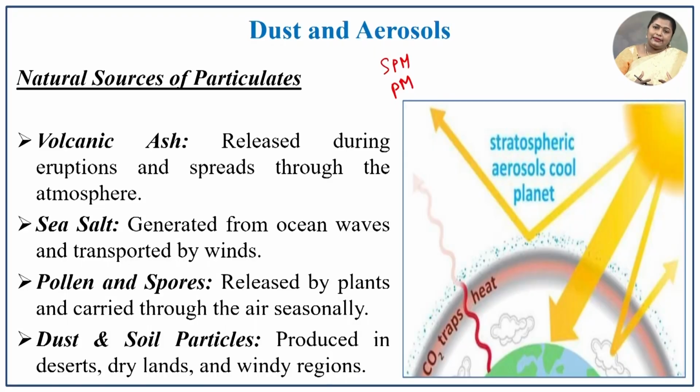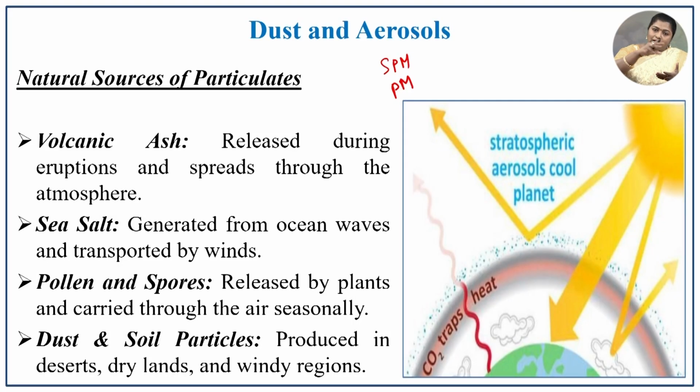First, volcanic ash. If there is a volcanic eruption, what does it release? It releases the lava and the ashes also. So those ashes will be suspended in the atmosphere. Then sea salt, which is generated by ocean waves and transported by the wind. So because of that, it is also suspended in the atmosphere.